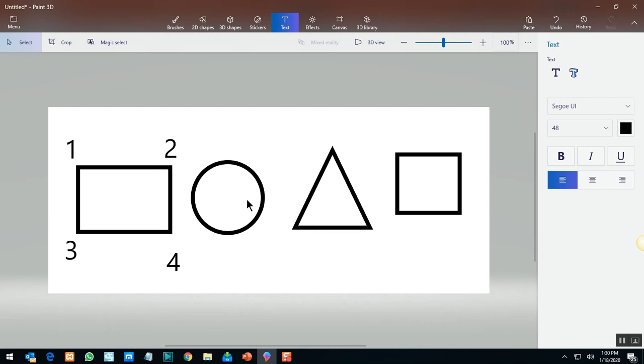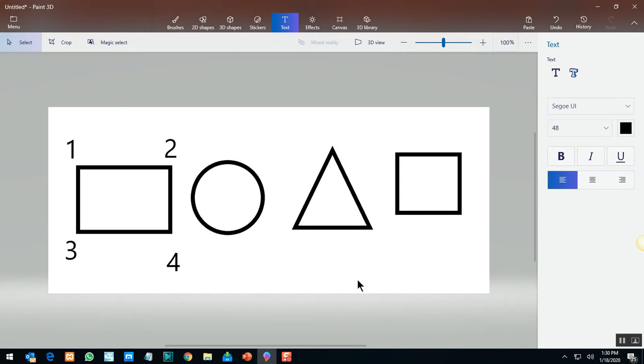Exactly. So we are having square in place where we are having 4 corners and we are having 4 sides, just like that shape. That's like a rectangle. Okay. Yeah, rectangle and square have the same number.